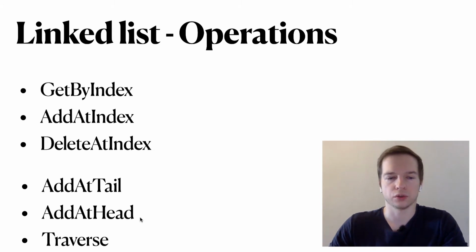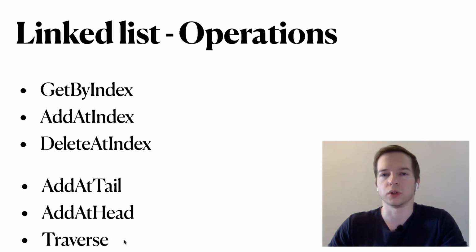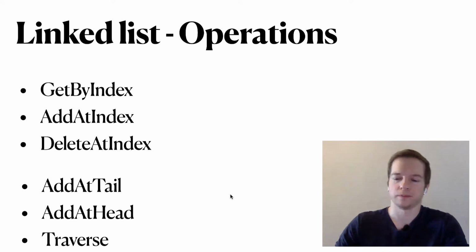Add at head is also very similar, so we can replace it by add at index 0, but we can have a shortcut for that, depending on whether we're going to use it often or not. Traverse, we can go through the list and just output the list. It can also be useful if we need to output it. If not, then probably we don't need it. So it depends on what you want.